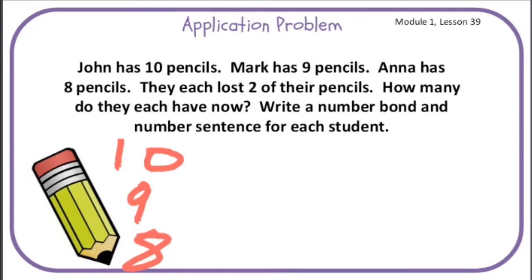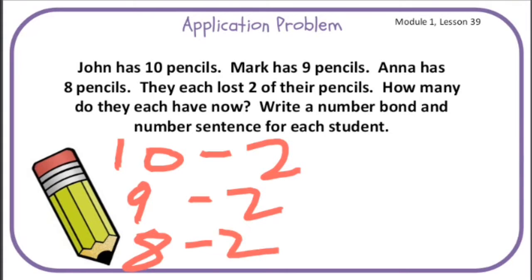Each there means every single one of them lost 2 of their pencils. So that means John lost 2 pencils, so minus 2. Lost means to go away. So he lost 2, so 2 went out. Then Mark also lost 2 pencils, so minus 2. Anna also lost 2 pencils, minus 2. Okay, let's continue. Now, how many do they each have now? That means how many pencils does each of them now have?